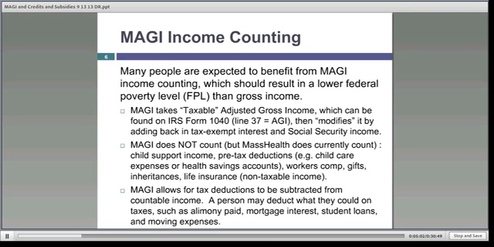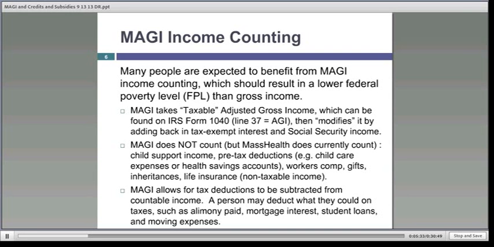Just to reinforce this message, we expect that people will benefit from MAGI income counting because this isn't gross income like it is today, and people are going to be counting less income that's otherwise counted, that wouldn't otherwise be taxable, because when you add this all up, it's going to probably come out to be a lower FPL level. We think people should be benefiting from this, so that's a good thing to reinforce.